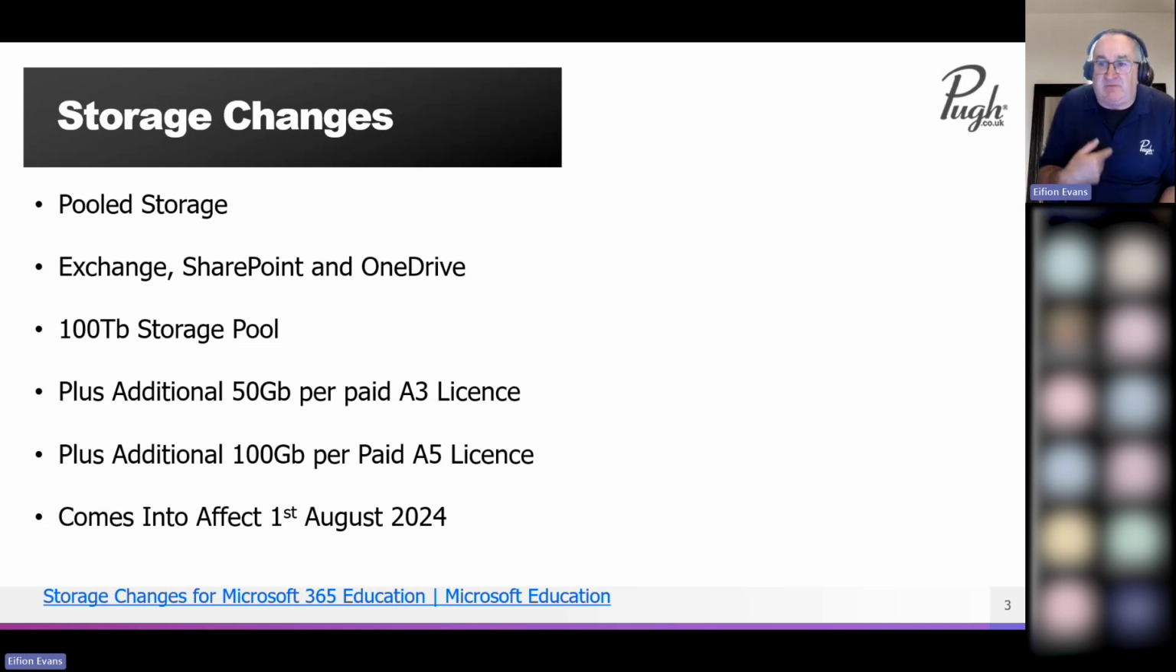This entitlement of 100 terabytes also adds storage if you've got paid licenses in there. So if you're on an OVS agreement, your licenses will more than likely be unpaid cloud licenses, so they won't add additional storage. So the additional storage you will get will be 50 gigabytes for every paid A3 license in your tenancy. And you will get 100 gigabytes for each A5 license in your tenancy.